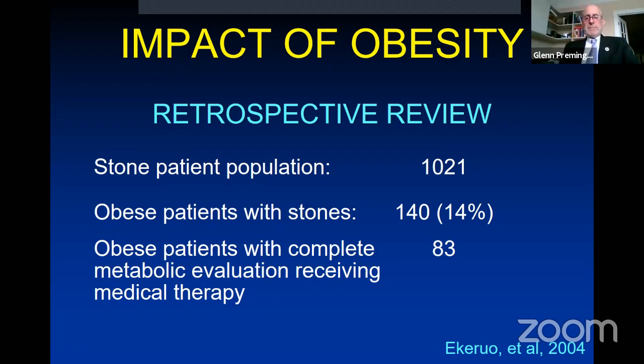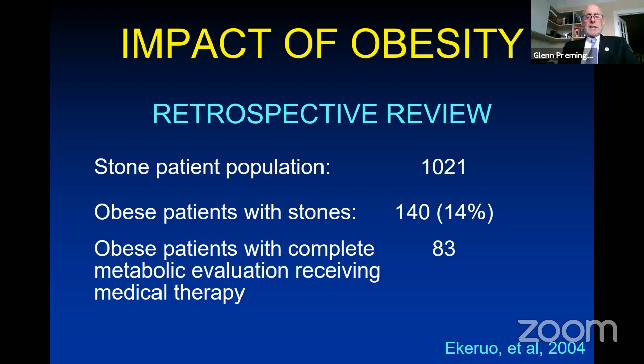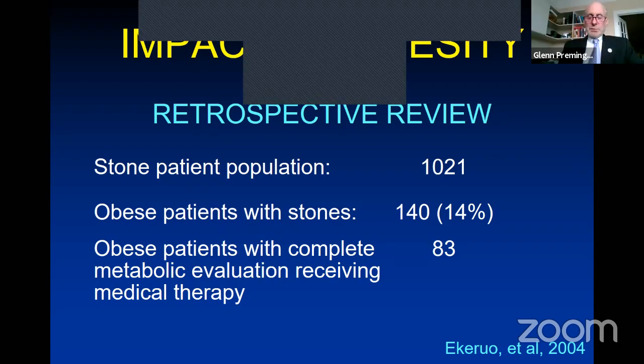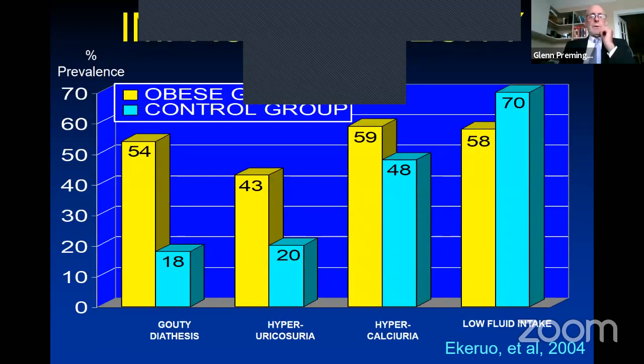And we did a study in 2004 where we looked at our stone population at Duke in about 1,000 patients. We found that 14% of them were morbidly obese, and we had data on 83 of these obese patients. If we compared the metabolic diagnoses in our obese stone formers to the control group, which consisted of stone formers who were not obese, of normal size, we found that there was a higher incidence of gouty diathesis, meaning a low urine pH, a higher incidence of hyperuricosuria, and hypercalciuria, as compared to those normal size stone formers.